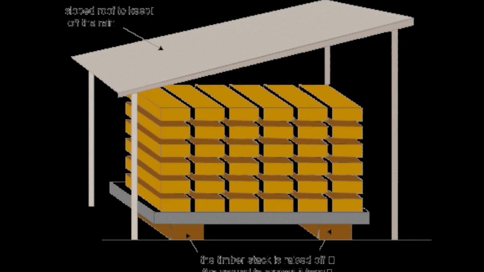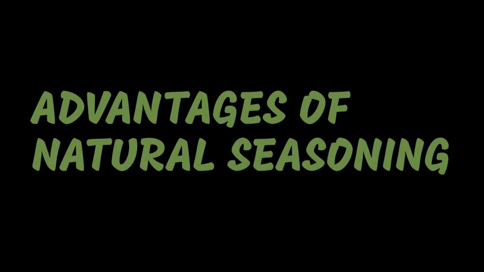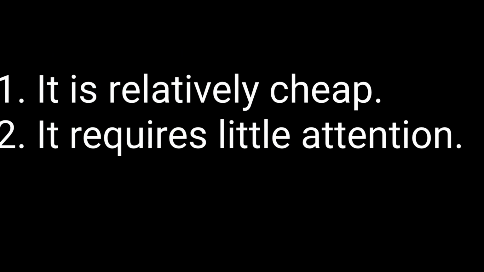The stack is covered with a roof and timber is left to dry. The planks are arranged on a beam or stacked to allow free circulation of air. The stack can either be in the open air or under a roof. However, the planks should be raised high enough to keep the bottom of the stacked boards off the ground. Advantages of natural seasoning: it is relatively cheap and it requires little attention. Disadvantages of natural seasoning: the speed of drying is very slow and insects may attack and destroy the wood.